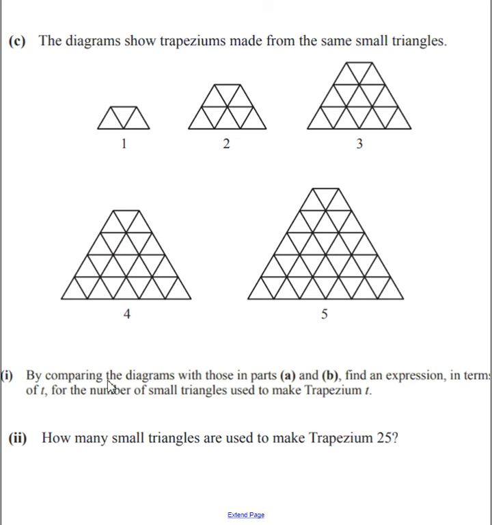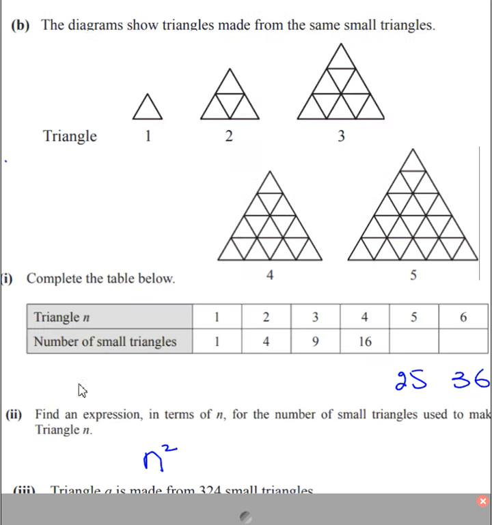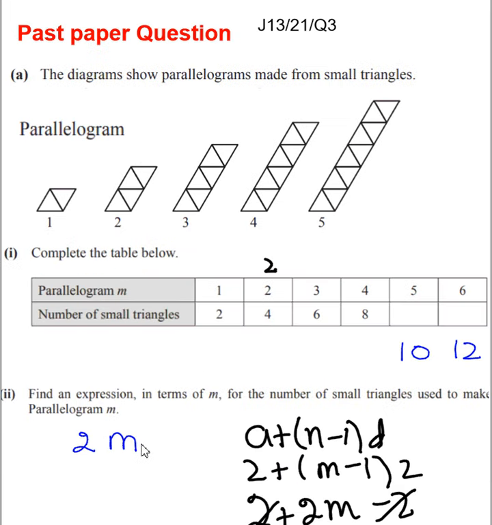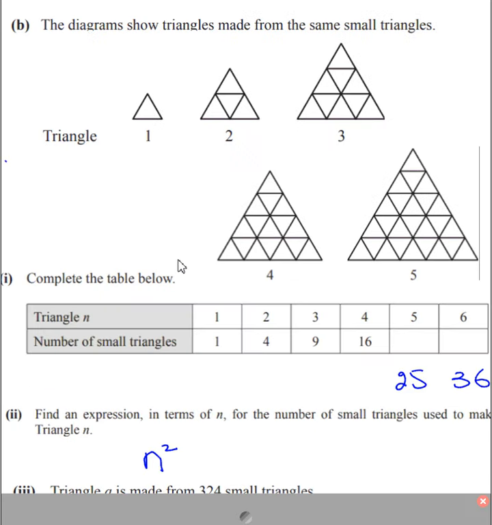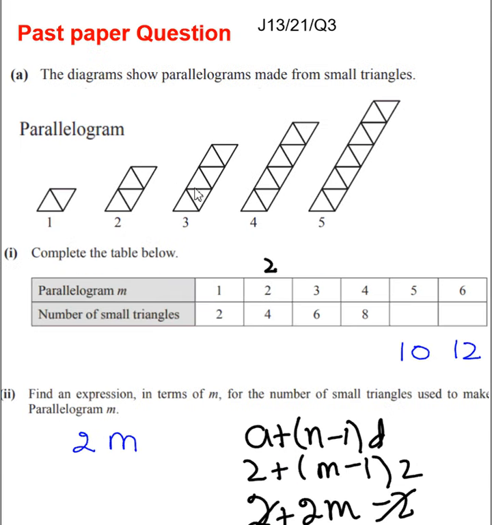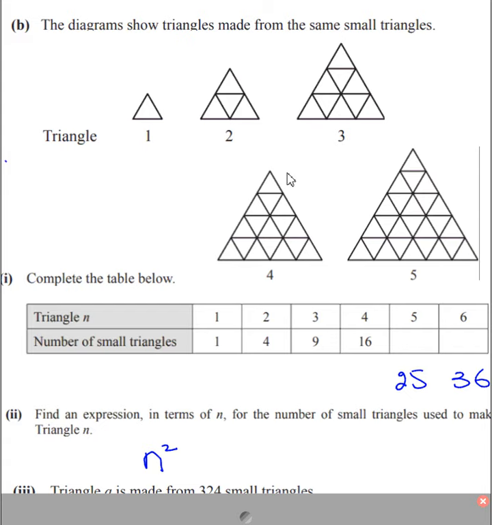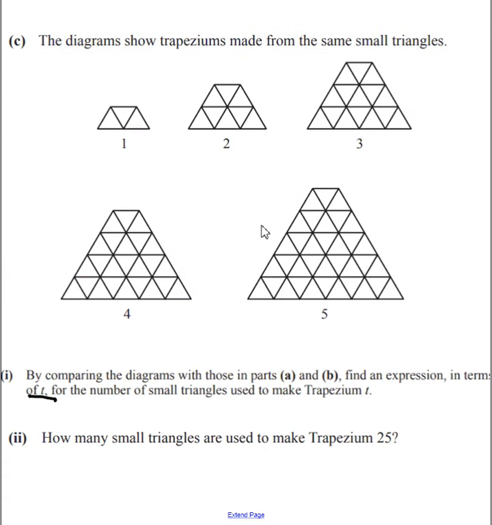Now this last part is very interesting. If you read here, it is saying, by comparing the diagram with part A and B, find an expression in terms of t. Earlier we used n, we used m, and now for this one we will use the letter t. So can you see any connection here with respect to part A and B? In part A, it was parallelograms, right? And in part B, it was a triangle. So do you see any connection here?